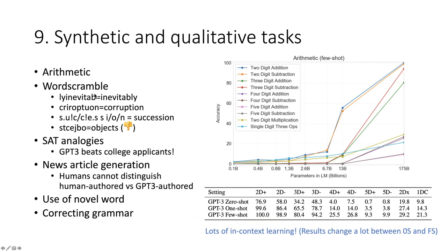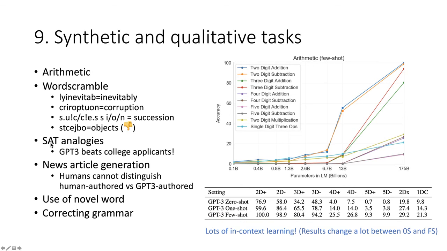Other examples of synthetic tasks are unscrambling scrambled words. One example of word scramble is reversing a word. So you see here, this is objects reversed, and the task is to understand that you need to reverse it. And it's doing really badly at that. I'm not really sure why, but they don't explain either. But interesting to note.